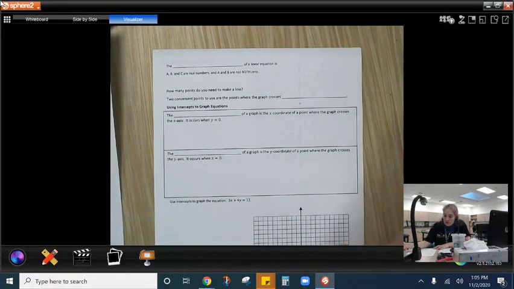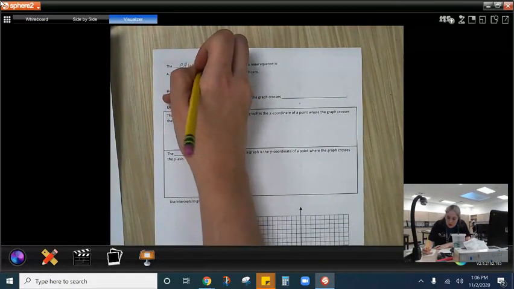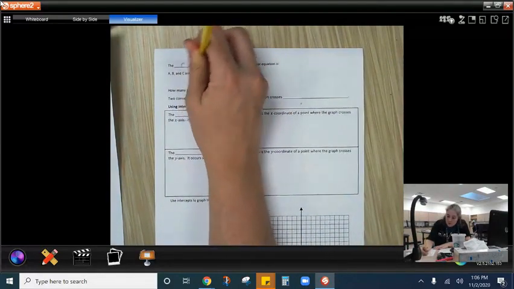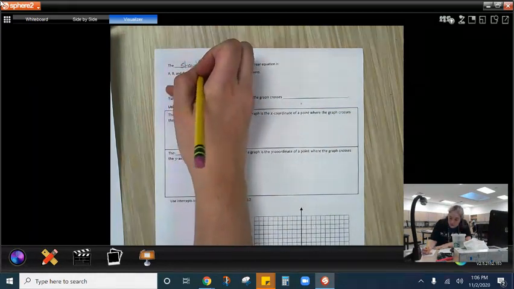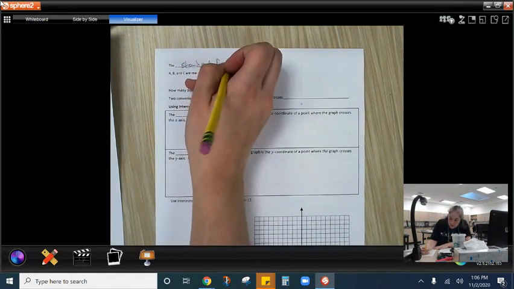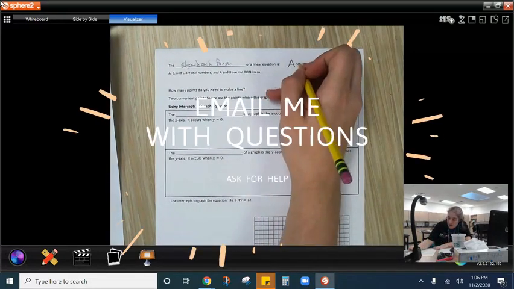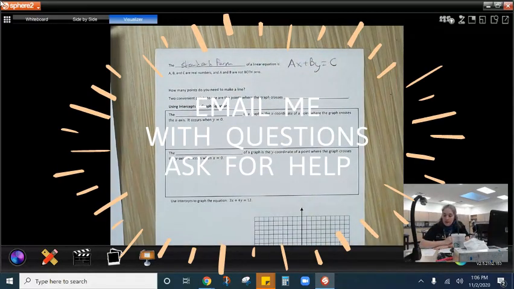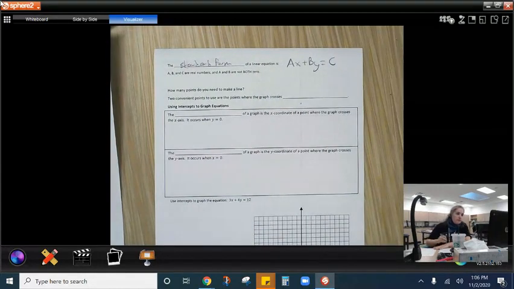So the equation, the standard form. I don't know where my brain went. It just blanked on me. All right, the standard form of a linear equation is ax plus by equals c. All right, a, b, and c are real numbers, and a and b are both not 0.